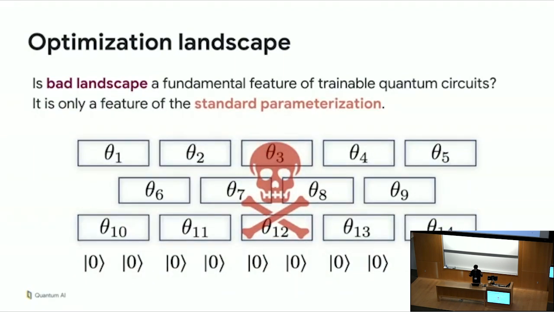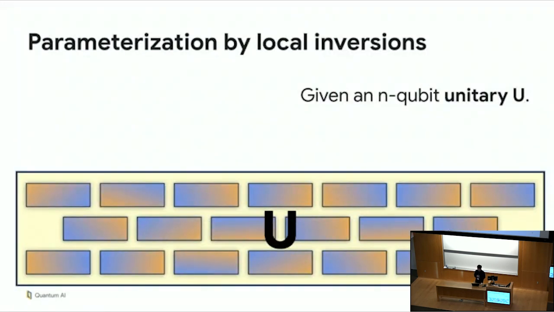Basically, the standard parameterization is that we just parameterize all the gates of the quantum circuit. So each gate has some finite dimensional vector associated with it, and there's tons of gates, and then we just try to train them jointly. In that case, there will be a lot of frustration, and the training can easily get stuck in these bad local minima. However, while this is a feature of the standard parameterization, we're going to show that there's actually another parameterization of trainable quantum circuits that doesn't lead to bad landscape and can be efficiently navigated. We call that parameterization by local inversion.